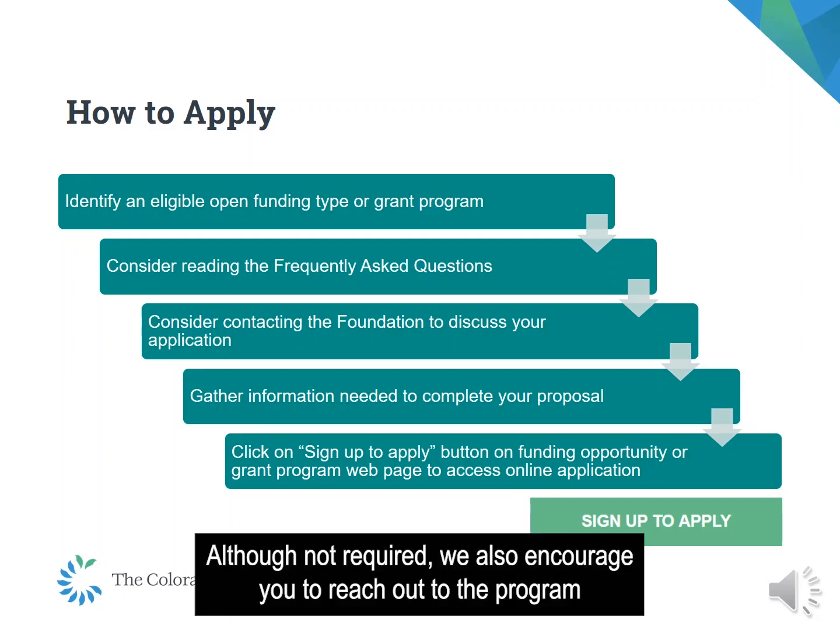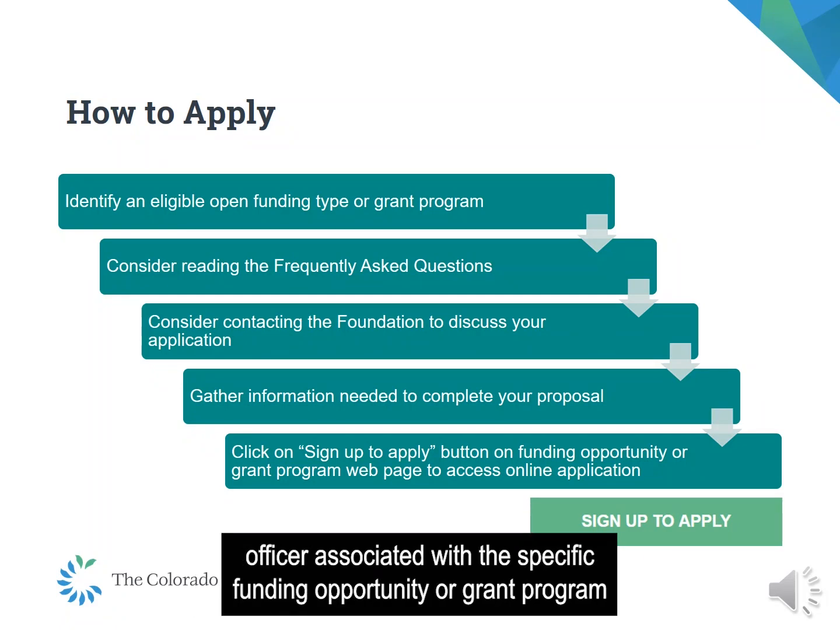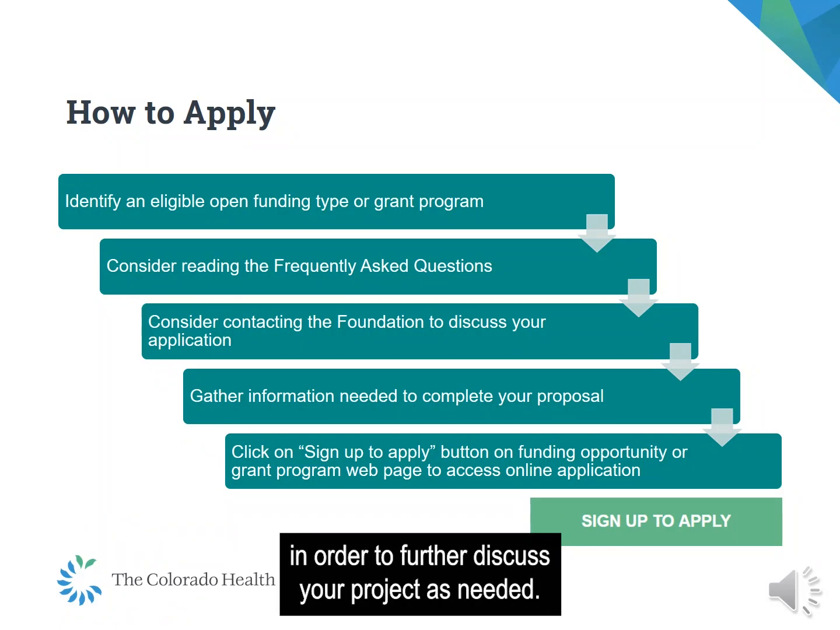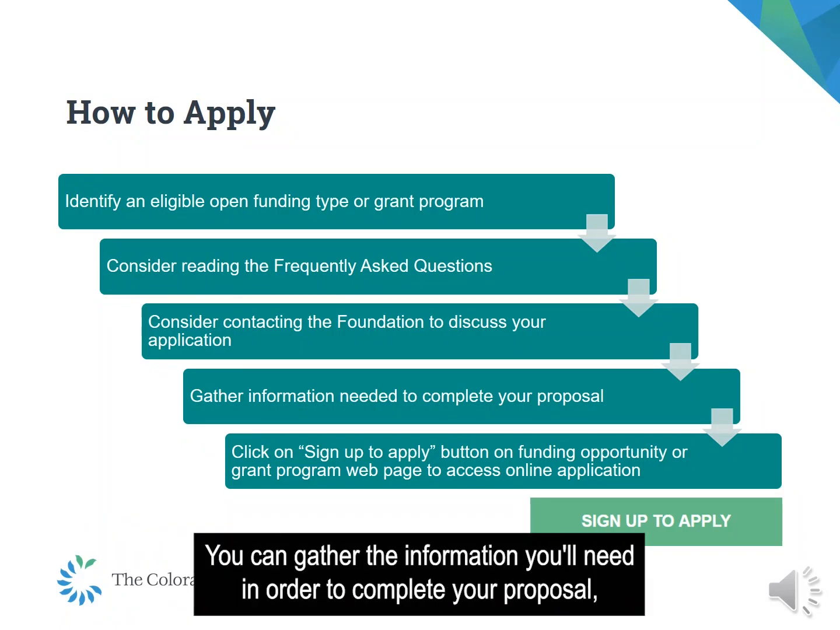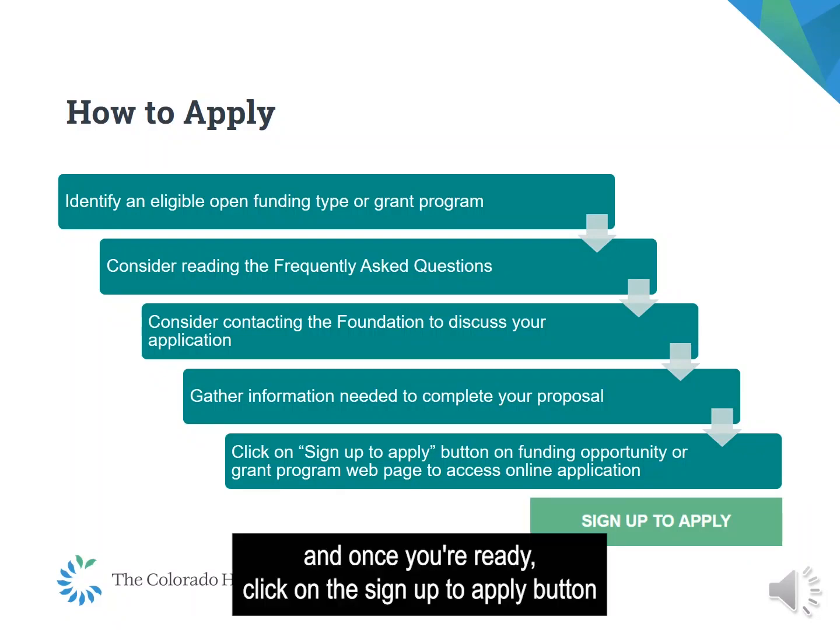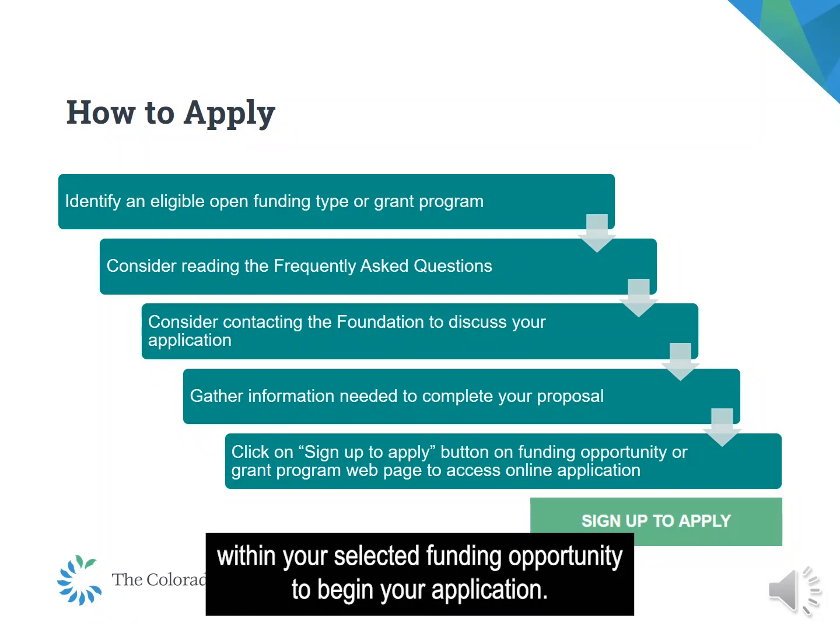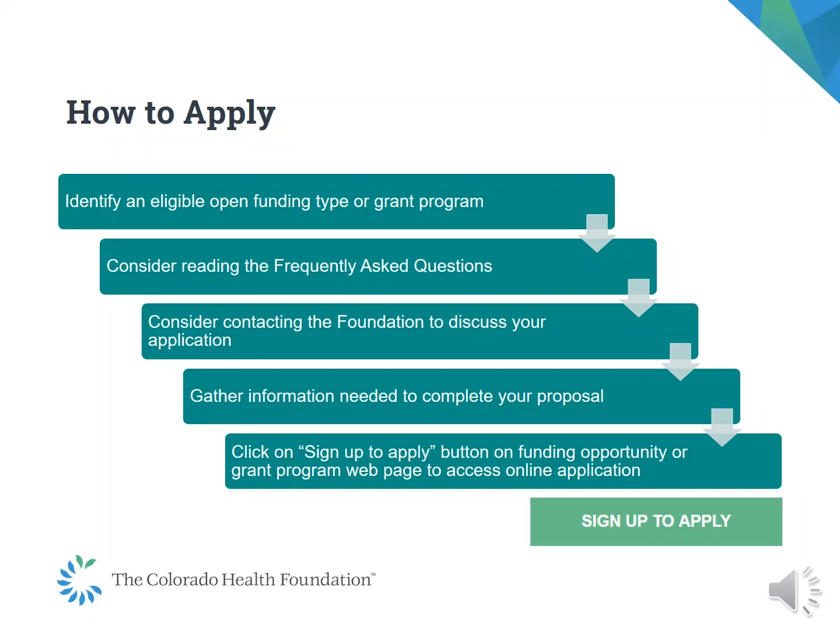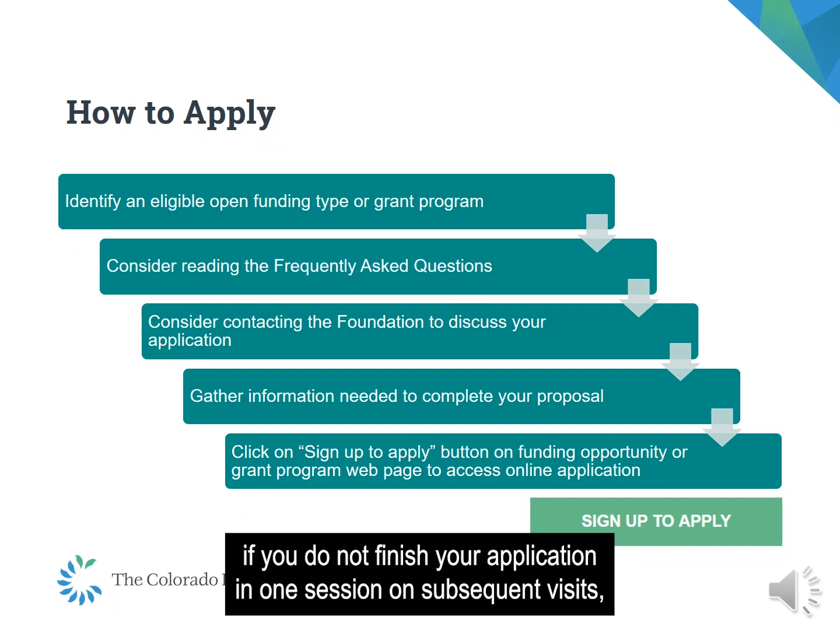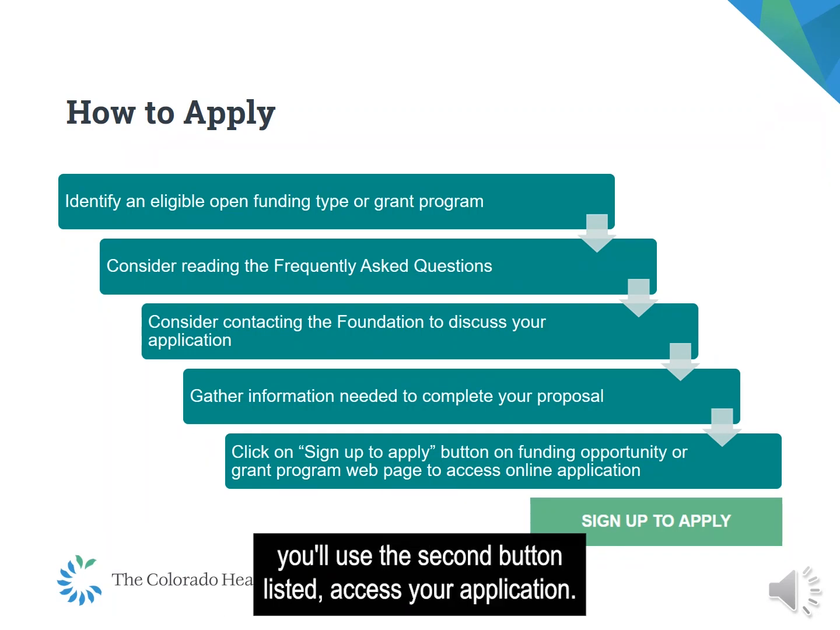Although not required, we also encourage you to reach out to the program officer associated with the specific funding opportunity or grant program in order to further discuss your project as needed. You can gather the information you'll need in order to complete your proposal, and once you're ready, click on the Sign Up to Apply button within your selected funding opportunity to begin your application. Note that if you do not finish your application in one session, on subsequent visits you'll use the second button listed, Access Your Application.